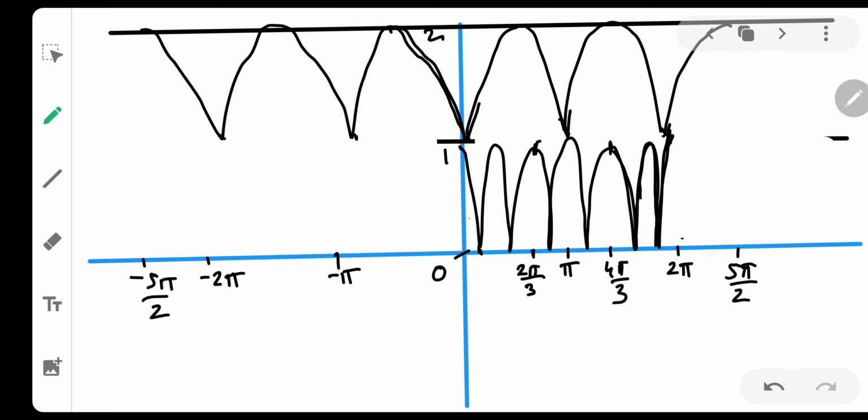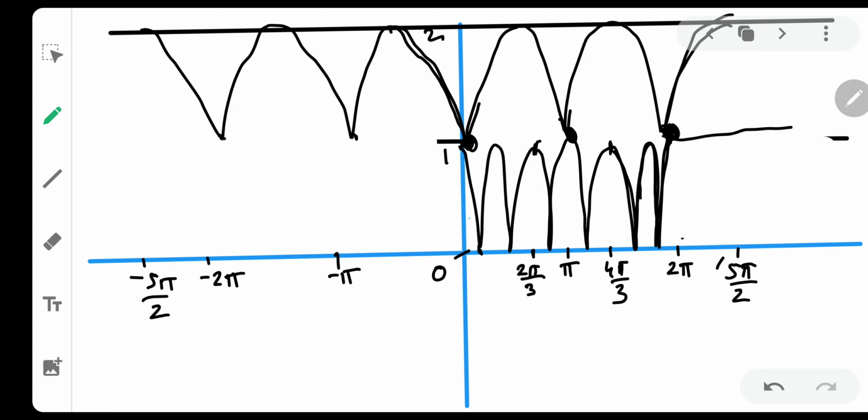Okay, so how many times from 0 to 5 pi by 2 is the graph touching? Because drawing the graph further will cause no effect, because the maximum value is over here and this graph will lie somewhere here. So this is the one point, this is the second point, and this is the third point. They are touching each other.